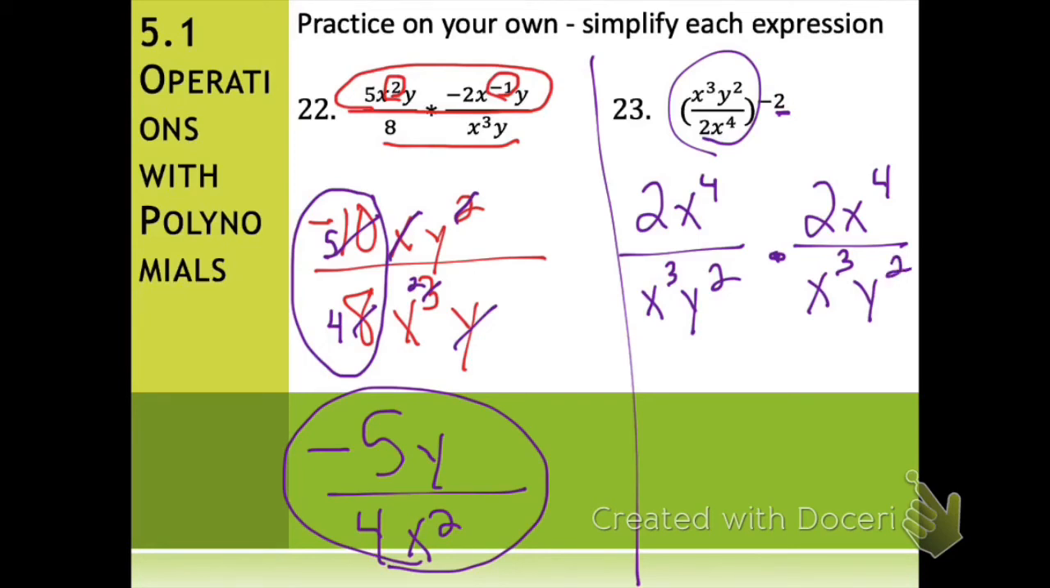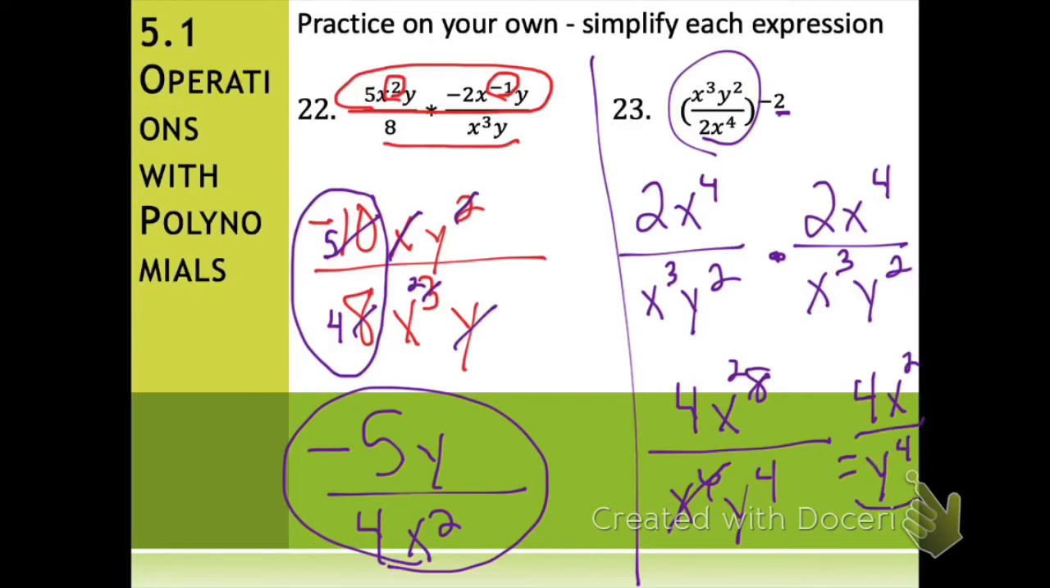Okay, so now I'm going to multiply the tops together. That's going to give me 4x to the 8th. And simplify the bottoms, that's going to be x to the 6th, y to the 4th. Some things cancel out with the x's. All of those cancel, and I'm left with 2. So my final answer is 4x squared over y to the 4th.